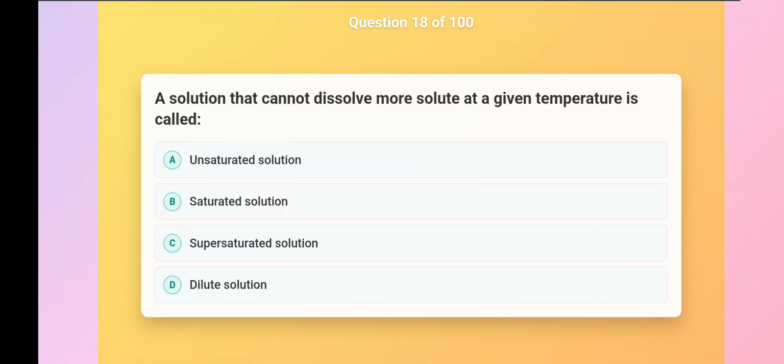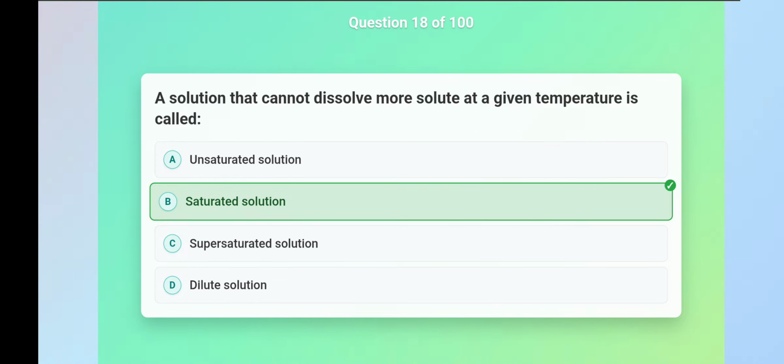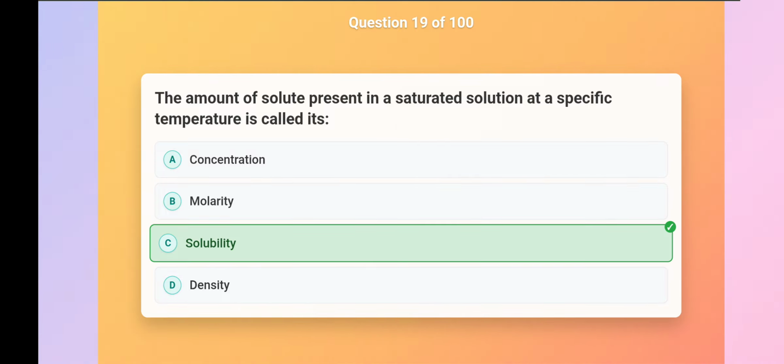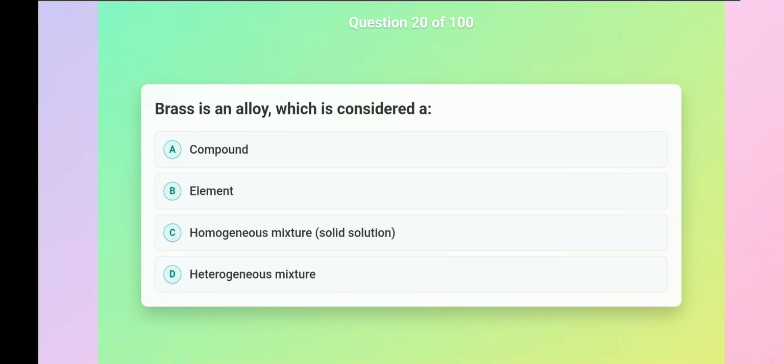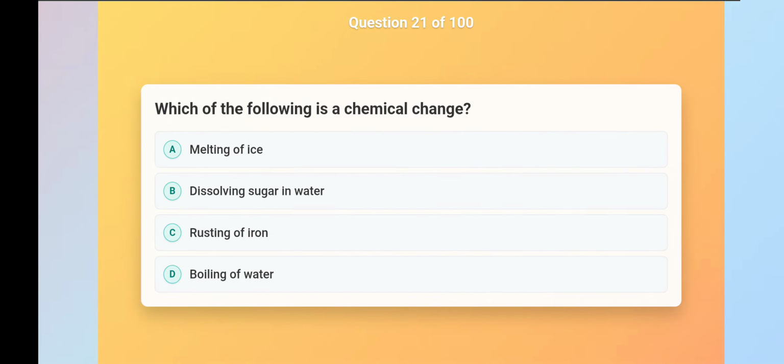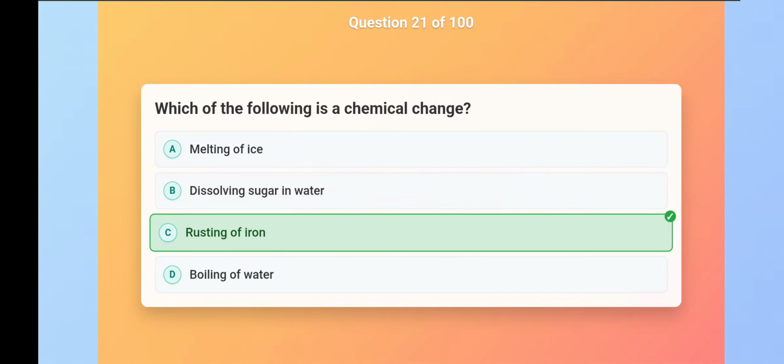A solution that cannot dissolve more solute at a given temperature is called a saturated solution. The amount of solute present in a saturated solution at a specific temperature is called its solubility. Brass is an alloy, which is considered a homogeneous mixture, solid solution. Which of the following is a chemical change? Rusting of iron.